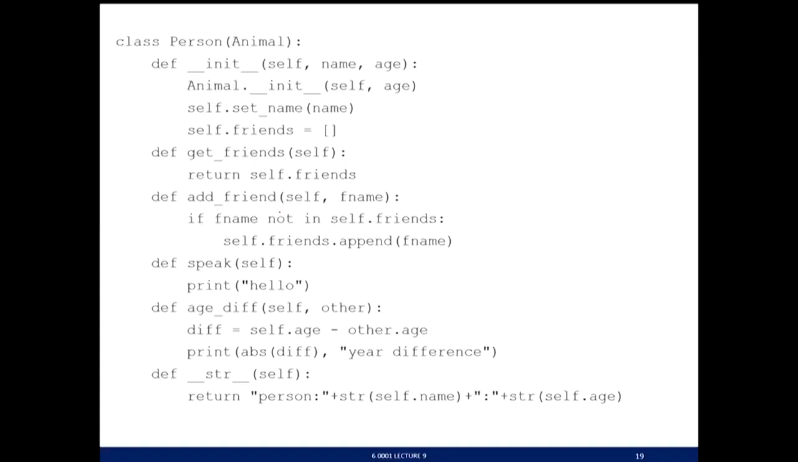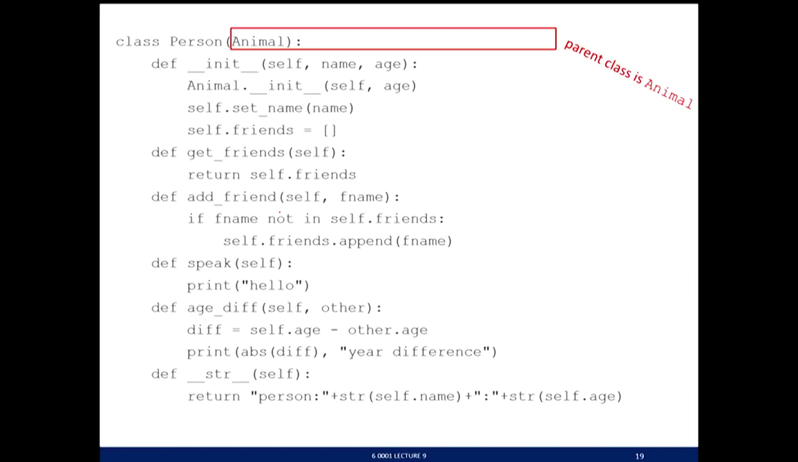So let's look at a slightly more complicated example. We have a class named person. It's going to inherit from animal. Inside this person, I'm going to create an init method, and the init method is going to do something different than what the animal's init method is doing. It's going to take in self as usual, and two parameters as opposed to one, a name and an age.